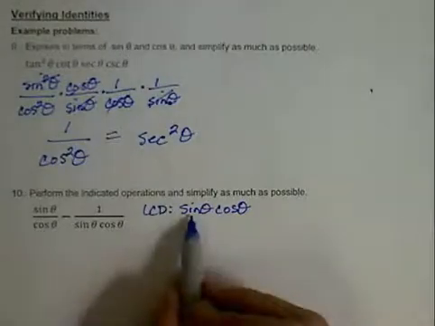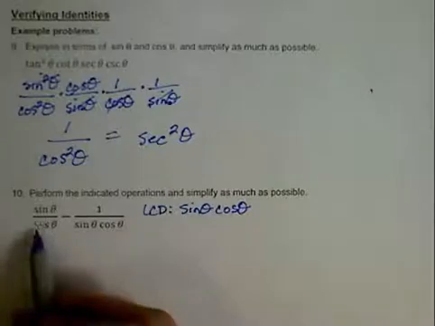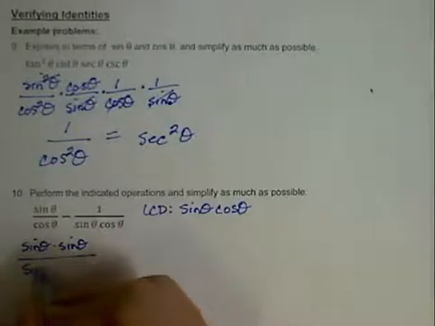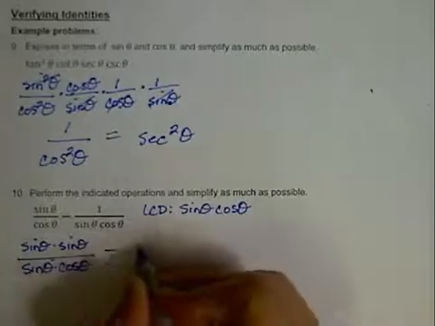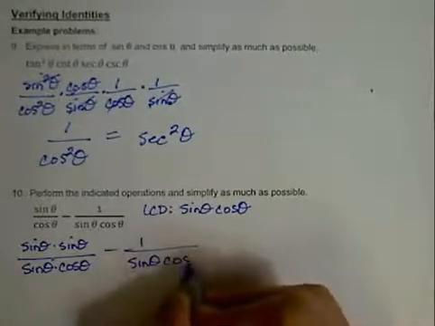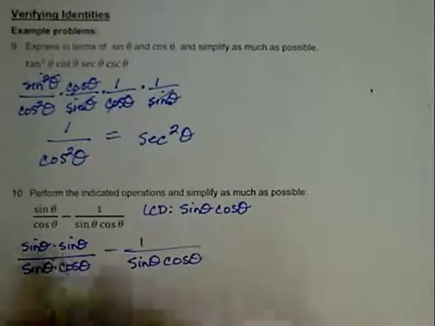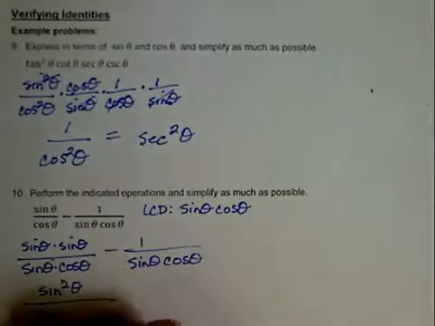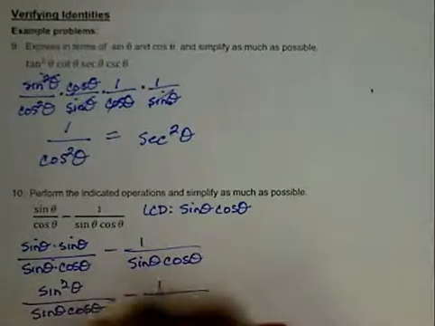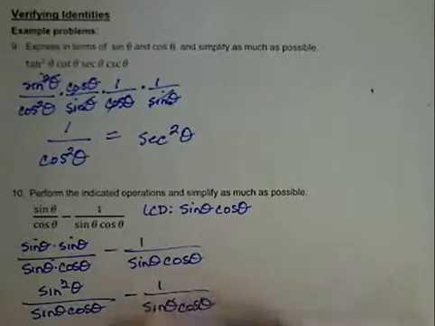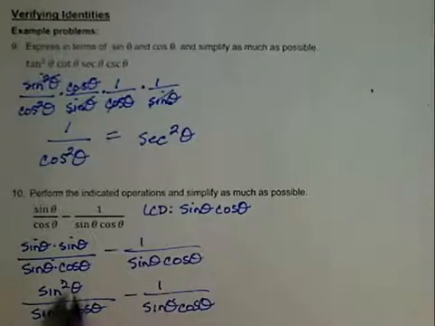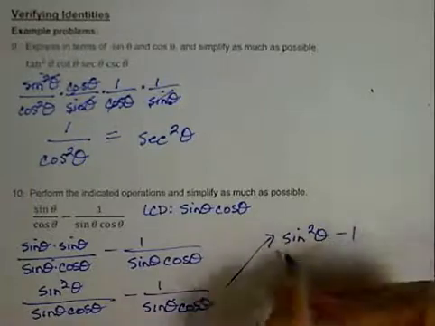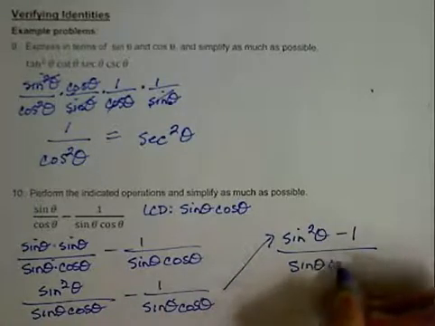So to give this a denominator of sine theta times cosine theta, that means we're multiplying both the top and the bottom by sine of theta. And then this one we're not going to change. Now on the top of this one, sine theta times sine theta would give us sine squared theta. Now that our denominators are the same, we can go ahead and subtract our two numerators. That's going to give us sine squared theta minus 1 on the top, and that's all over sine theta times cosine theta.